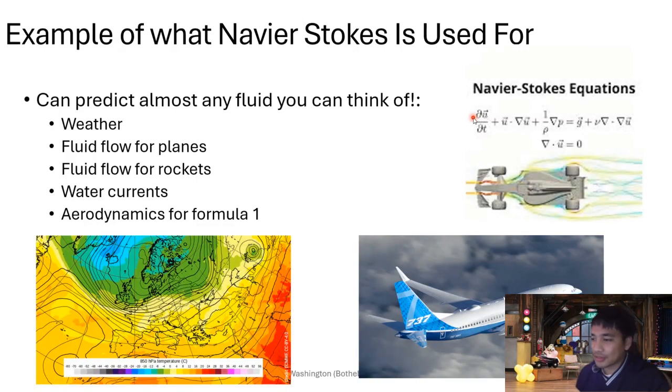Okay, examples of what it's used for, right? It's definitely more than this, but it's used to predict weather, right? Depending how the atmosphere moves. Fluid flow for planes, right? For the aerodynamics, getting lift pressures on the wings, fluid flow for rockets, water currents, and aerodynamics for Formula One vehicles, kind of like here. So this equation is very popular, very famous. It's used in many fluid applications, for real world examples or in industry. So very, very important.